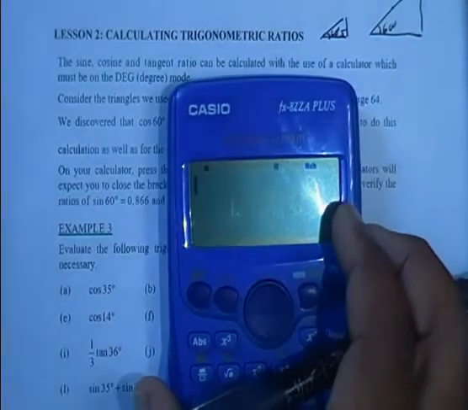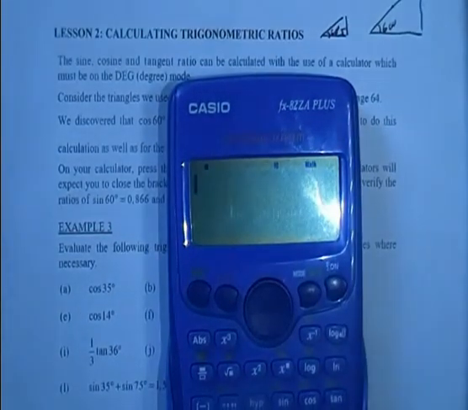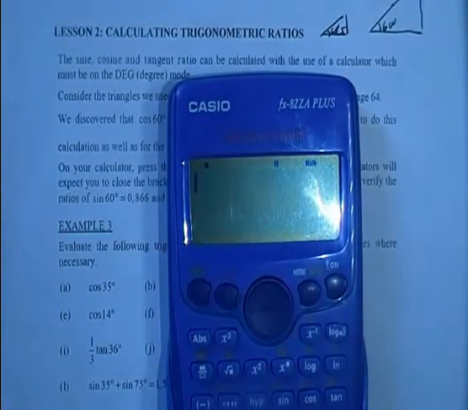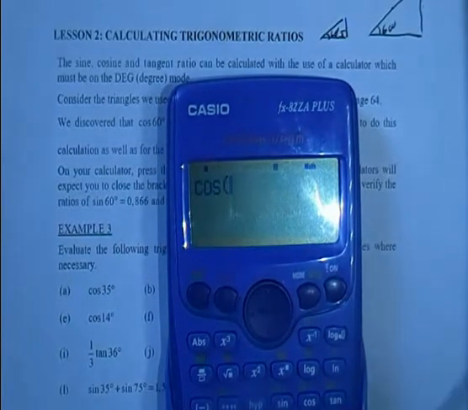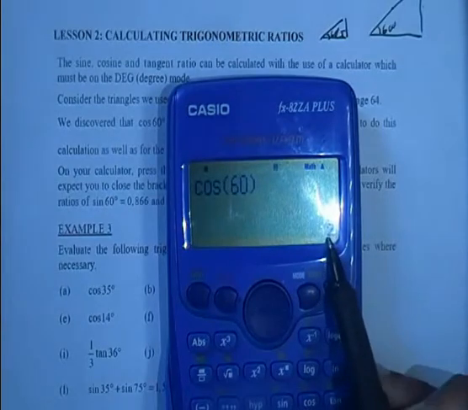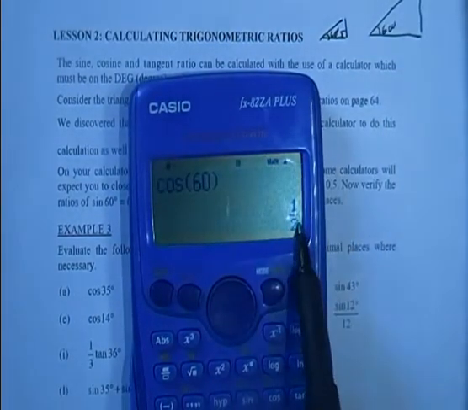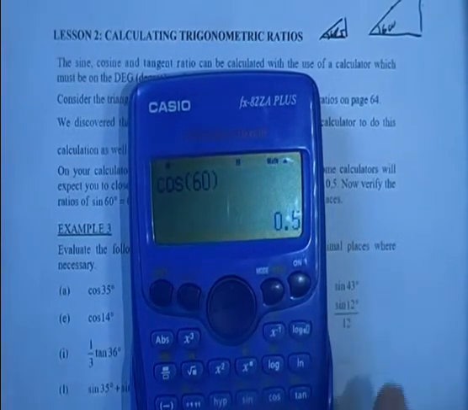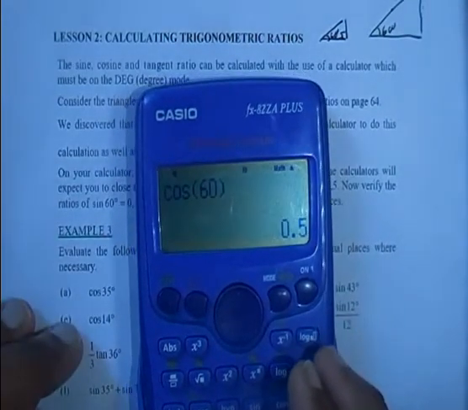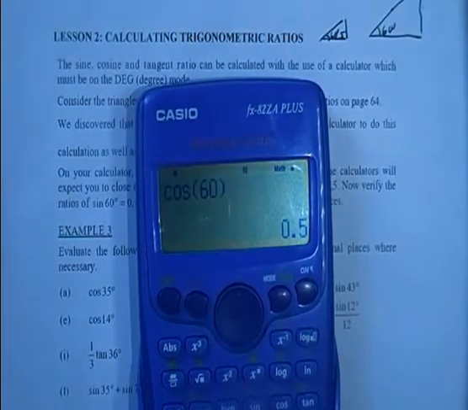On this calculator, which is much easier to use, you can just type in cos, then 60. With this specific calculator, you have to close the bracket. The calculator is going to tell you that the answer is a half. A half and 0.5 are the same thing. That's what you're going to be doing with all the other trig ratios.